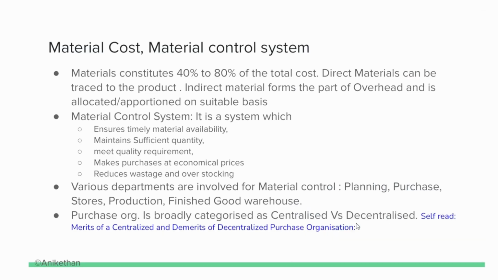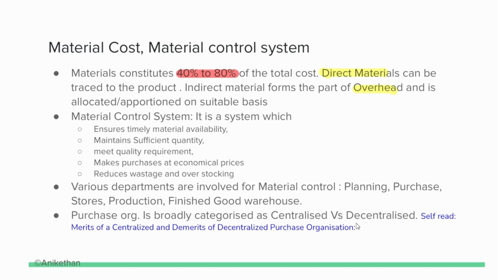Material is a very important component of the total cost. Typically 40 to 80% of the total cost comes from material only. Hence, you have to pay a lot of attention to material. When it comes to material, it is also direct and indirect. Whenever it is indirect, it is part of overhead.